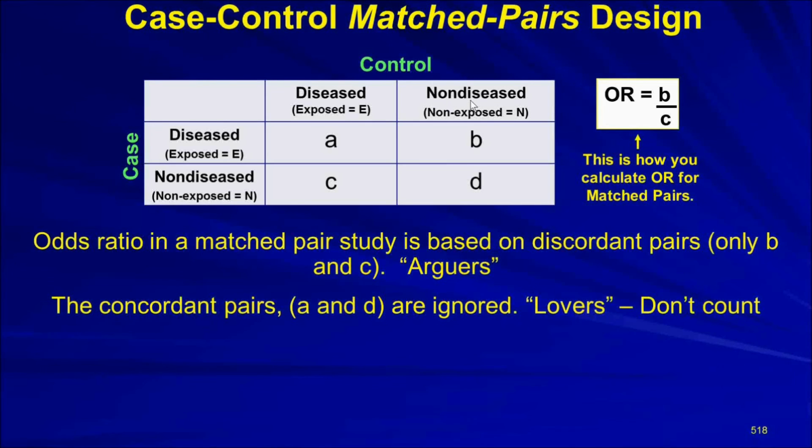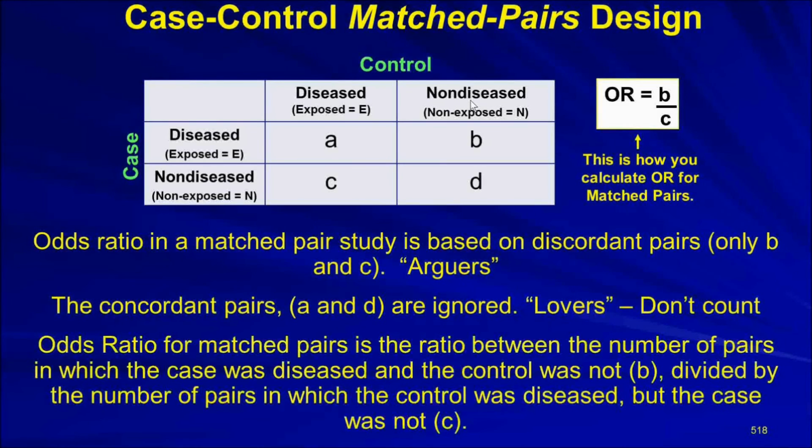And if we went further, the odds ratio for matched pairs is a ratio between the number of pairs in which a case was diseased and the control was not, B, divided by the number of pairs in which the control was diseased but the case was not. Okay, now I want to take you through a problem.